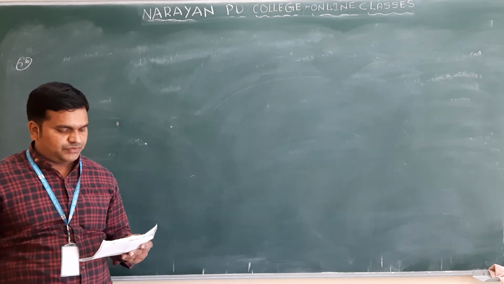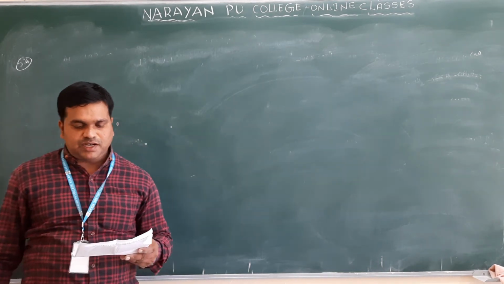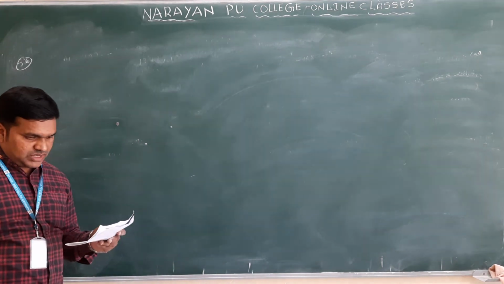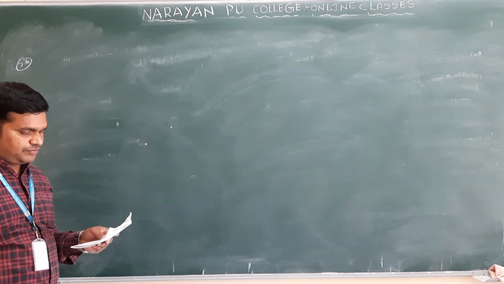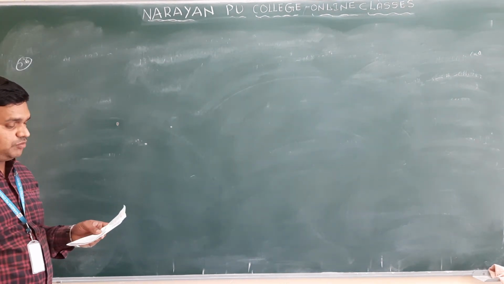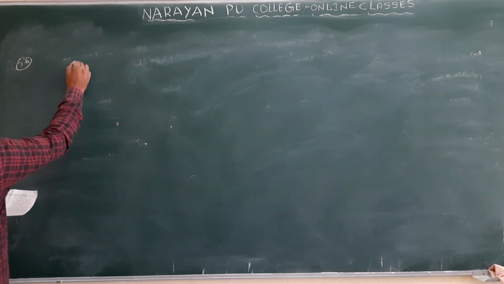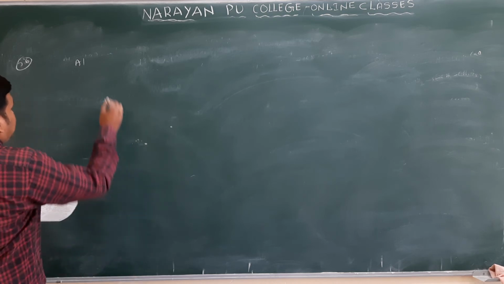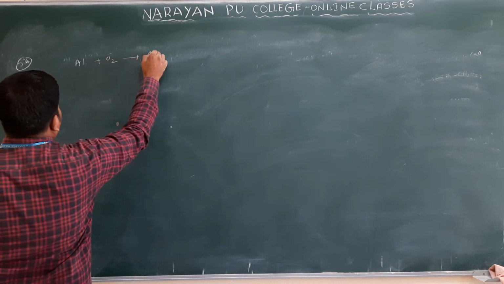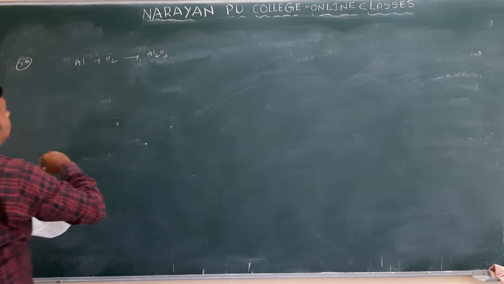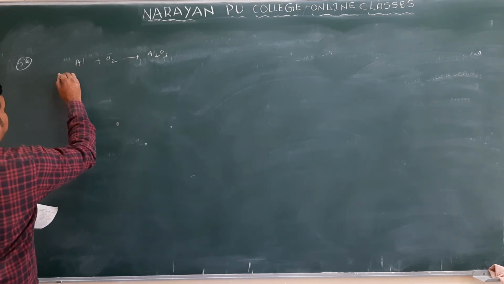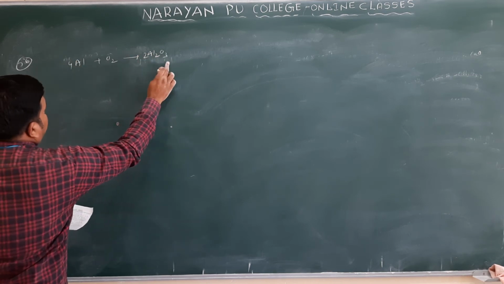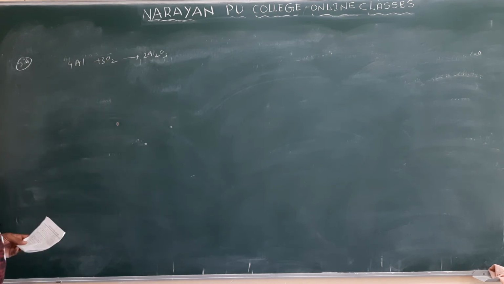So the next question, 56. Amount of oxygen required for the complete combustion of 27 grams of aluminum only. Here you see aluminum will combine with oxygen, and then you will get Al2O3. You can balance this one. Suppose I am writing 4 Al plus 3 O2 gives 2 Al2O3. I get 4 aluminum only. Here 2 into 3, 6 are there. Here 3 into 2, 6 are there.